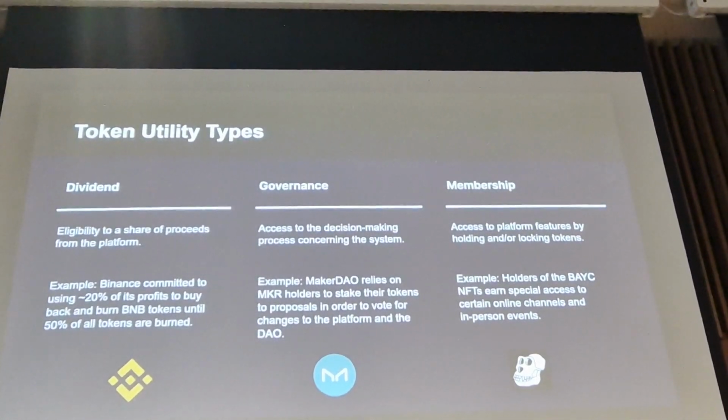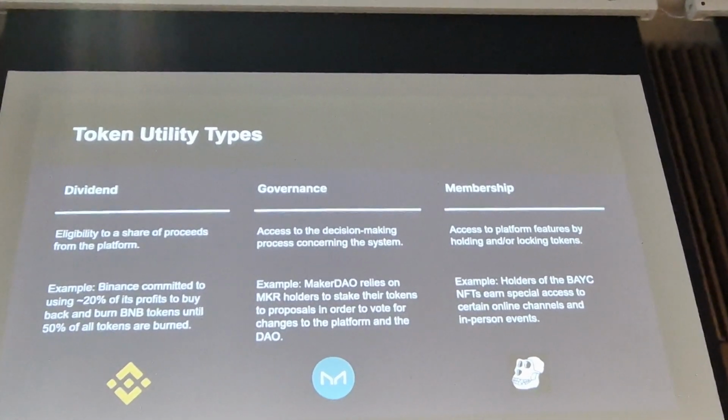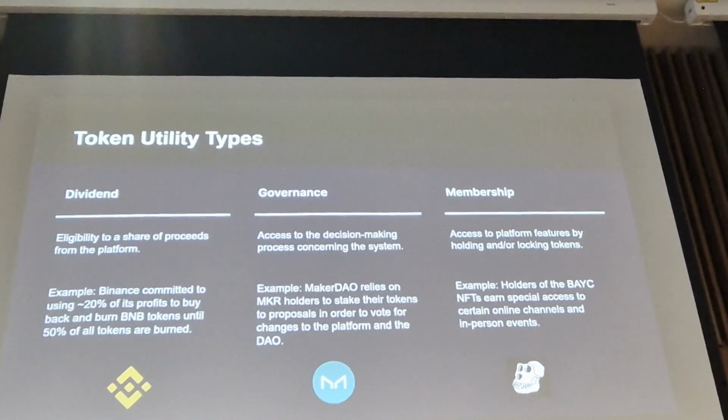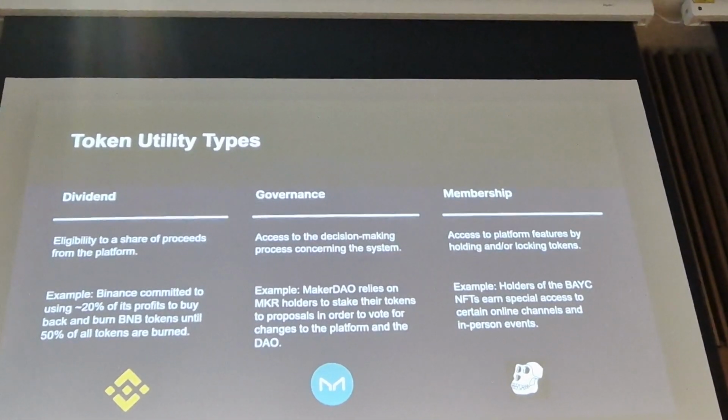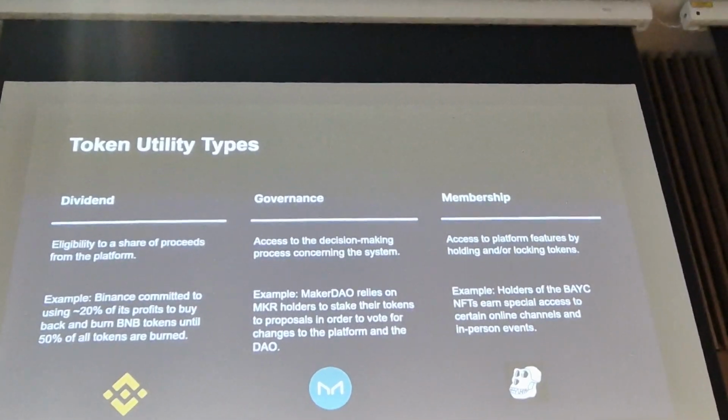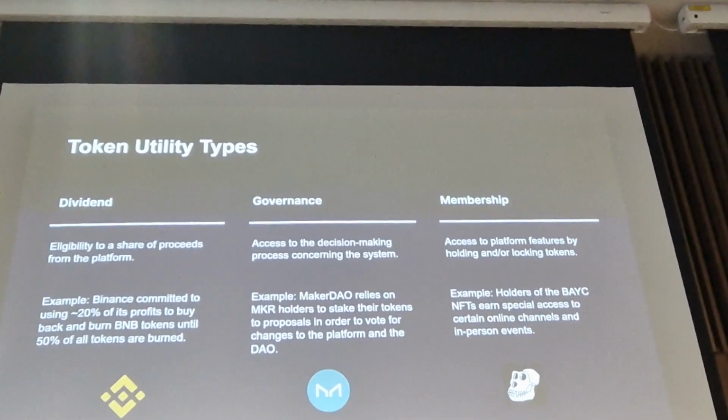And then governance. Governance tokens allow you, as the token holder, to make decisions about the system. So many DeFi tokens, for instance, have this utility, and MakerDAO's MKR token is a prominent example of this.